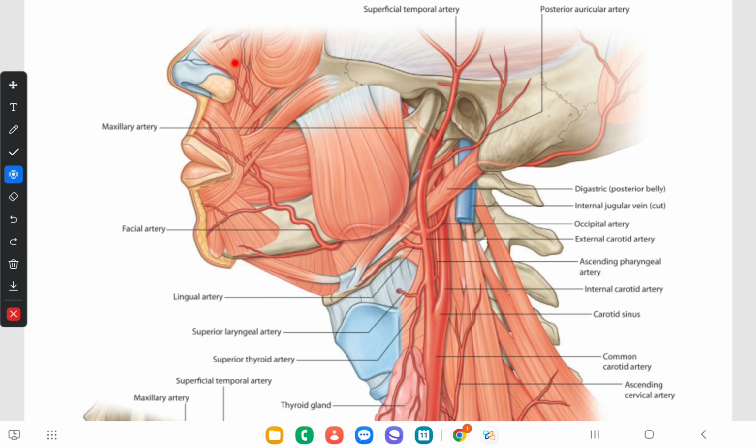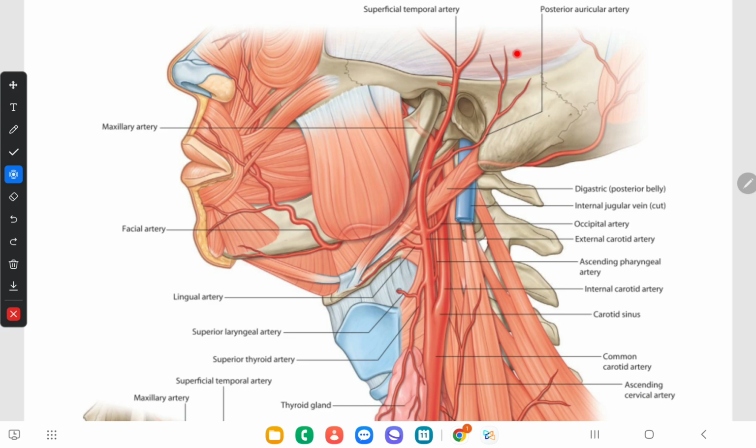When we talk about the occipital artery, you can see the course of the occipital artery here. As you can see, it goes towards the occipital region. It supplies the back of the scalp. Then the posterior auricular artery, this one is the posterior auricular artery. It supplies the auricle and the scalp.